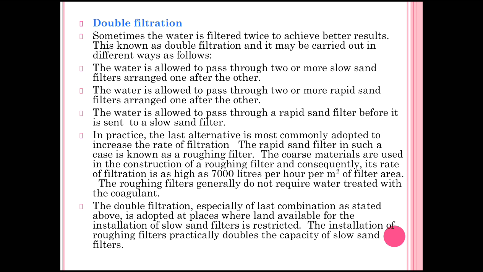Double filtration, essentially of the last combination as stated above, is adopted at the place where the land available for the installation of a slow sand filter is restricted. The installation of this filter practically doubles the capacity of slow sand filters.